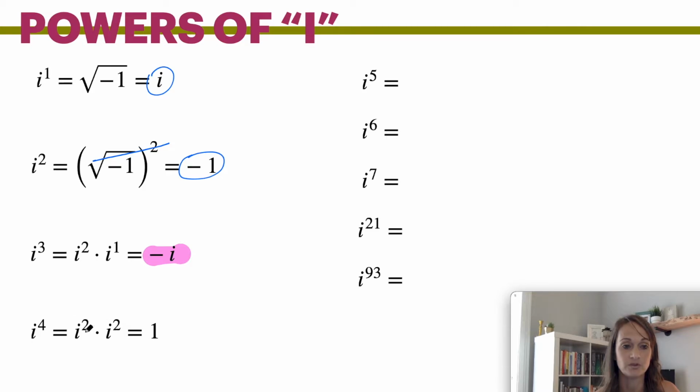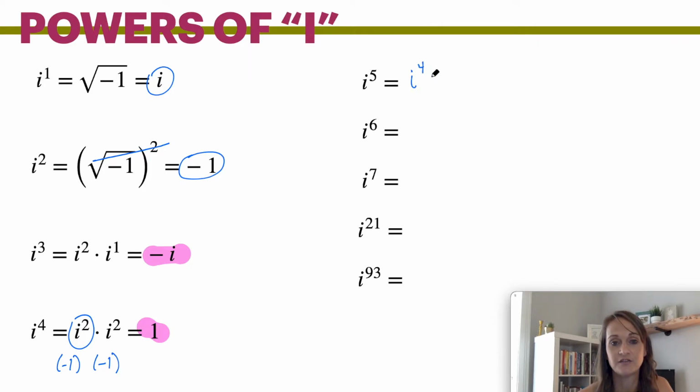Next, i to the 4th we can rewrite as i squared times i squared, since 2 plus 2 is 4. Well, we know that i squared represents -1, and i squared also represents -1, and -1 times -1 is +1. Now, if you look at i to the 5th, it can be written as i to the 4th times i to the 1. We know i to the 4th is 1, and i to the 1 is just i, so i to the 5th is actually just i again.